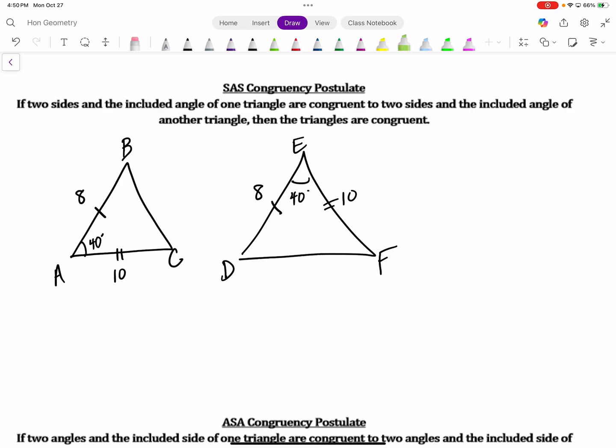Now, notice this is side, angle, side. So it has to be in that order. Like you have to hit, okay, here's a side that's congruent. Here's the angle at the end of that side length. And then here's the other side that's congruent. So I hit the side, then here came the angle. So that angle is included between those two sides. That is another way of proving that two triangles are congruent with the side angle side congruency postulate.